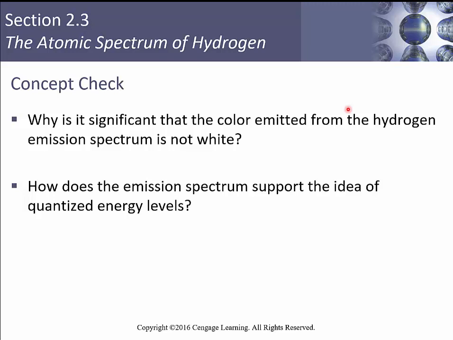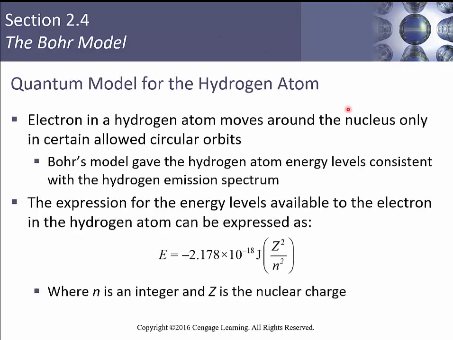And how does the emission spectrum support the idea of quantized energy levels? If it didn't, and those energy levels were variable or continuous, we would see a full spectrum, we would see a continuum spectrum. So the electron in a hydrogen atom moves around the nucleus only in certain allowable circular orbits.